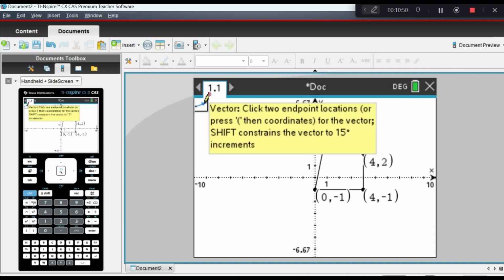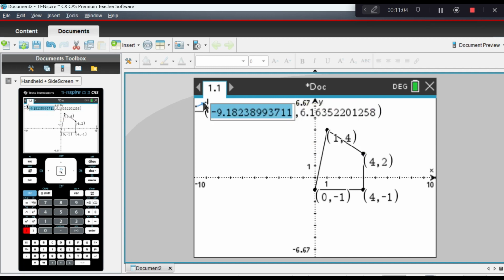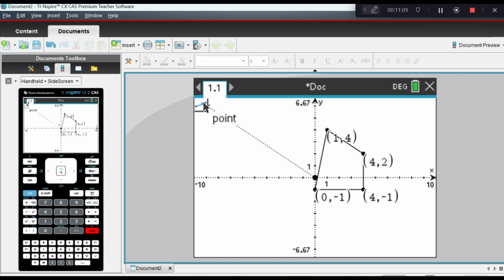And if you hover over it, it says click 2 endpoints or press open parentheses, then coordinates for the vector. So here we go. We're going to start at 0, 0, and we're going to go to the coordinates they're given, which is negative 4, negative 3.